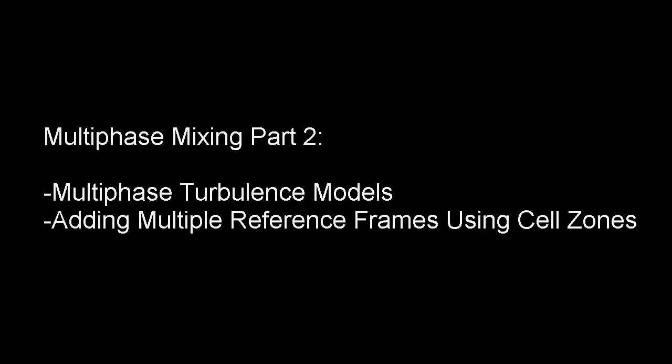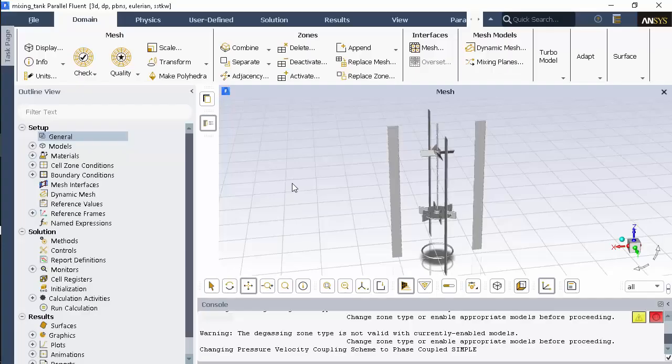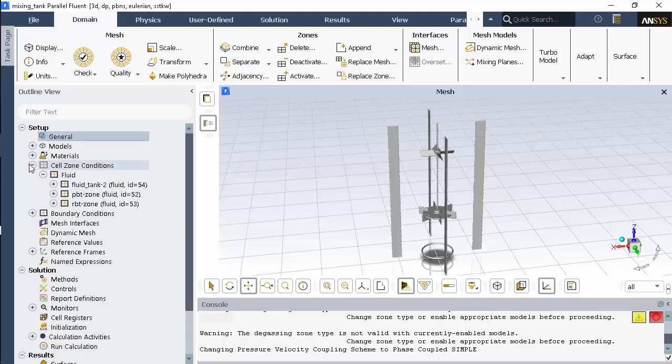In the previous video in this series, we set up a multiphase mixing model and defined the phase interactions for this problem. In this video, we'll set up and run the multiphase reference frame simulation using Cellzones and interpret the solution data. The key to setting up an MRF simulation lies in the specification of Cellzones. This is where the motion of each component within each reference frame is defined.